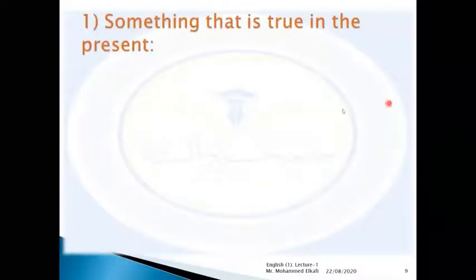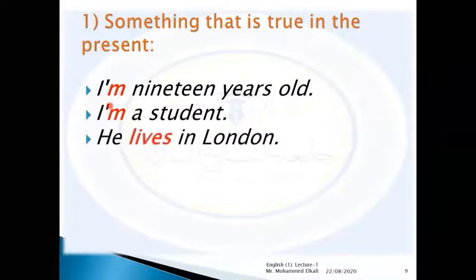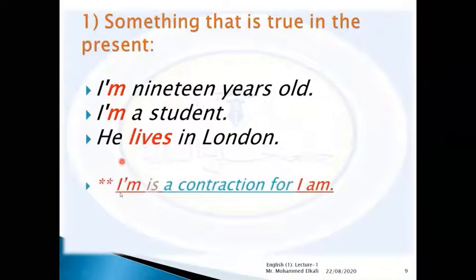Something that is true in the present, as when someone says I am 19 years old. He's talking about his age in the present time. So you can say I am 19, I am 20. We use this form, I am a student, he lives in London. And here you should remember that I'm in this form is a contraction for I am. So I'm in this way means I am.